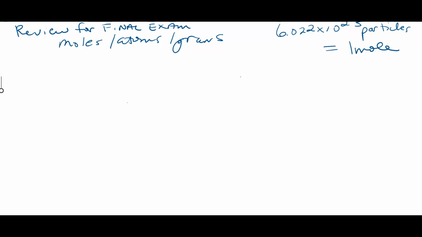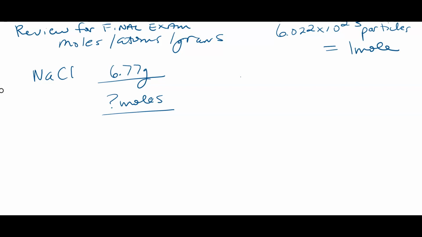So let's say we have sodium chloride, and in the problem they give us 6.77 grams of this, and they're asking for the number of moles. So we're going to look on the periodic table. So that's the question. They give us grams and they want moles. So we're going to start with what we know. We know we have 6.77 grams. We know we have sodium chloride. And because I see grams and moles, I know in my mind that it's all about molar mass in this problem.